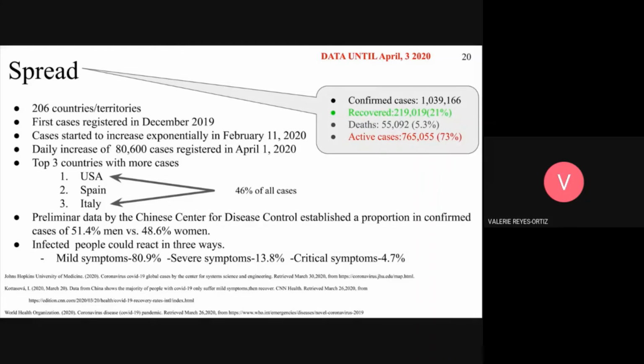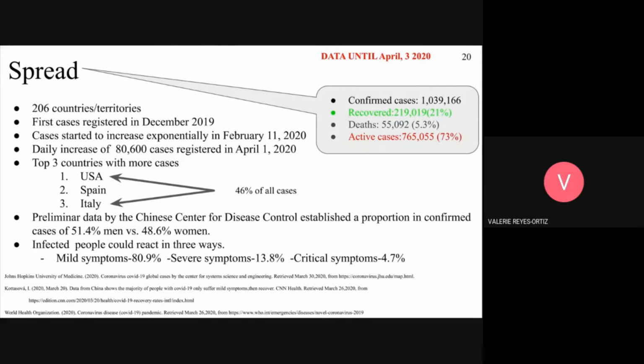Then, on February 11, cases started to increase exponentially, resulting in SARS-CoV-2 being declared as a pandemic a month after. On April 1, a daily increase of 80,600 was registered, and from all the data, it has been concluded that the most affected countries are USA, Italy, and Spain, holding a 46% of all the cases.